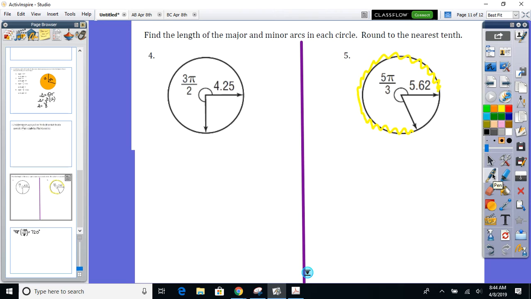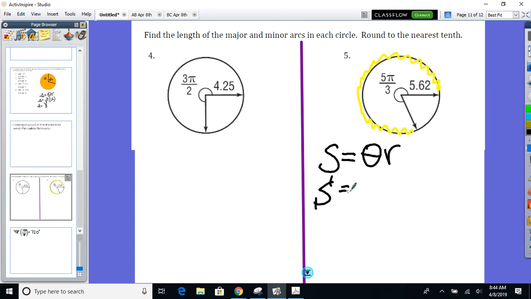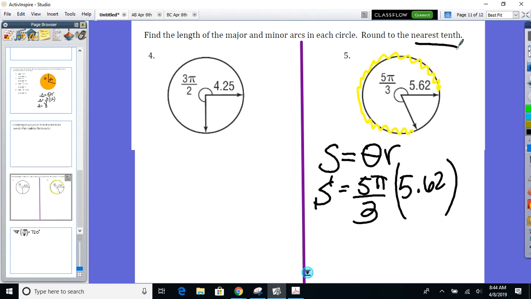Radians. Now, Teddy just suggested, hey, if I want to use just this formula the entire time, fine. But you got to make sure you can convert. If you want to use this formula, you have to convert 5 pi over 3 to degrees. That's your call, though. I do not care which one or if you memorize both. Just be prepared to convert if you're only going to memorize one. I'm always going to memorize 2, so I'm going to use S equals theta r here. So S equals, what's my angle measure? 5 pi over 3. Radius length, 5.62. I just plug it all into my calculator and round to the nearest tenth for the major arc.